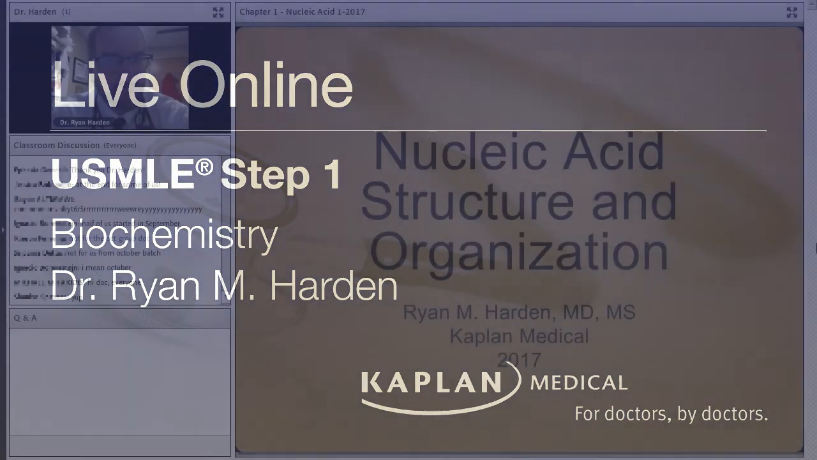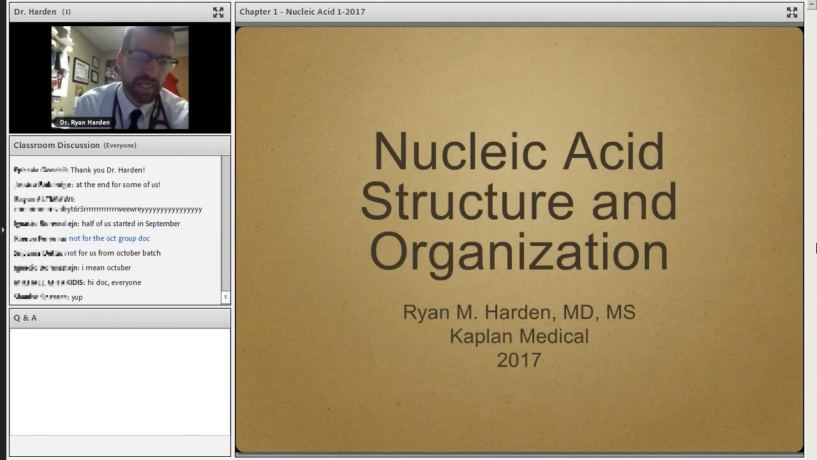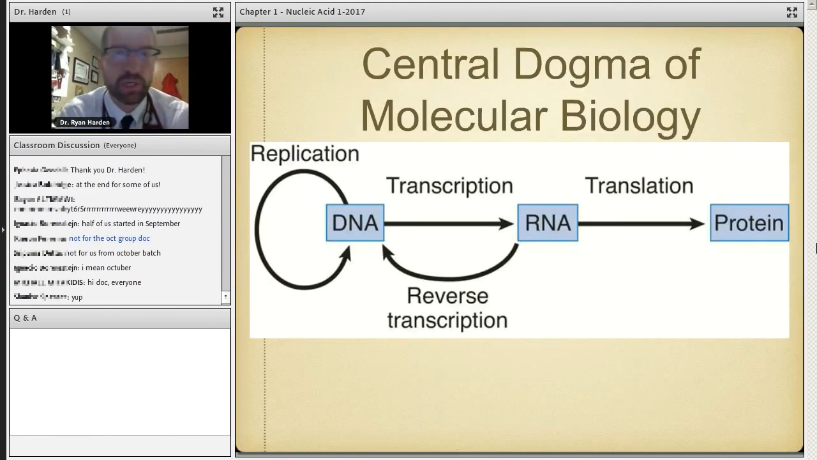Nucleic acid structure and organization. This is the beginning of your biochemistry and molecular biology book. Now, this slide shows the central dogma of molecular biology.